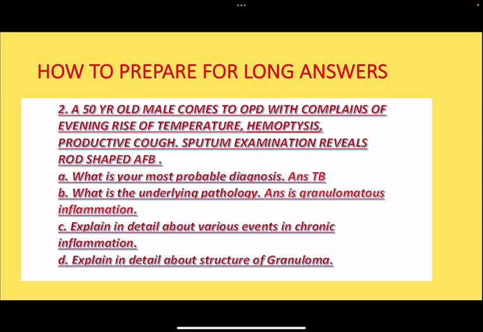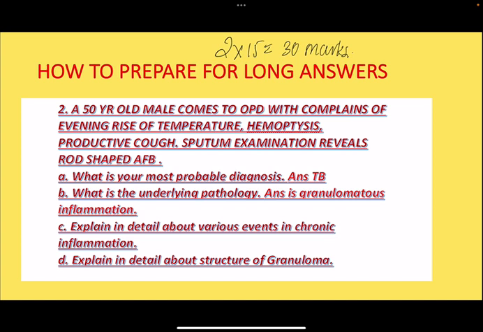Fine. So, how to prepare for the long answers? Whether you are following the MGR question papers or the questions that I am posting, whatever it may be, the long questions, that means the essay questions, you have 2 essay questions, 2 into 15, that is for 30 marks.